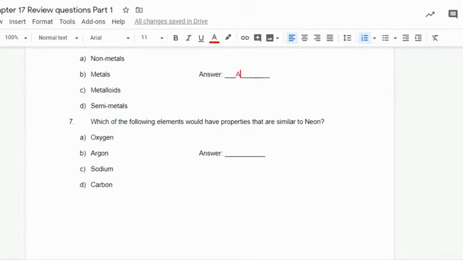Which of the following elements would have properties that are similar to neon? Elements that have similar properties are all in the same group, or in other words, the same vertical column. So if you look at your periodic table and you look down from neon, you will find that the only one of these that is in the same column as neon is argon. B. B is the correct answer to number 7. All right.